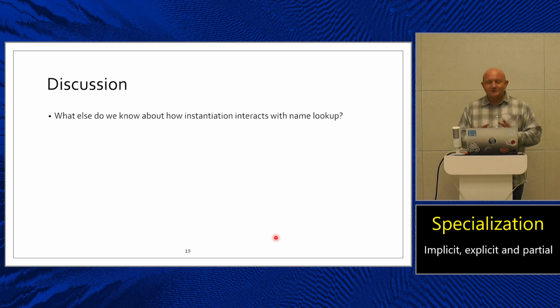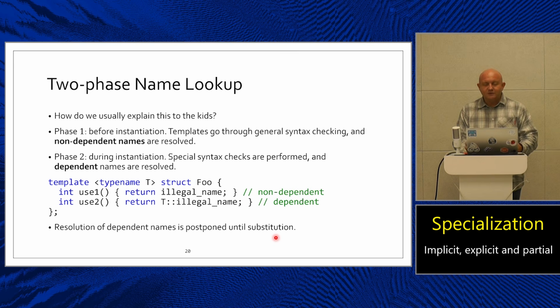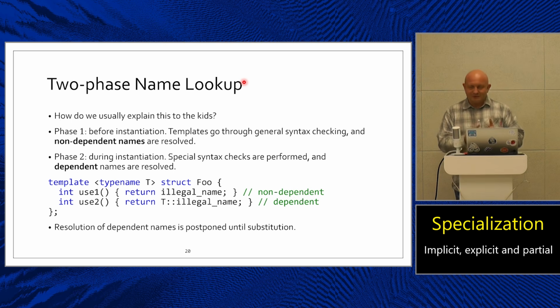Okay, and this leads us to a broader discussion. We've seen how instantiation interacts with overload resolution. But what about name lookup? What other rules or interesting edge cases do you know about how template instantiation interacts with name lookup? So let me tell you about two-phase name lookup. I teach this to second-year students as well, and this is a master's course, first-year master students.